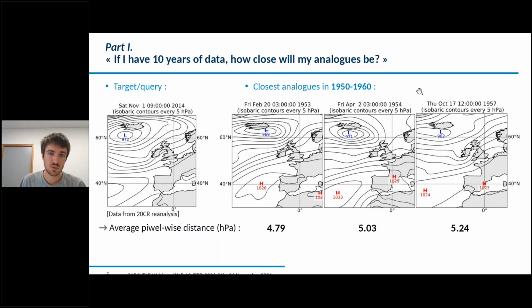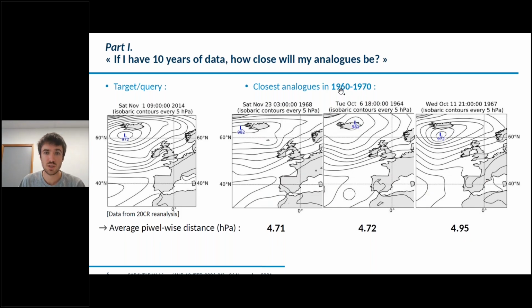And now look what happens if we're using data from 1960 to 1970. It's still 10 years of data, but not starting at the same date. So these are the three best analogs that we can find using the same target. So it's a slightly different situation again. And if you look at the average distance, it seems to be a bit lower than what we had before, but still growing, of course, and still the same order of magnitude.